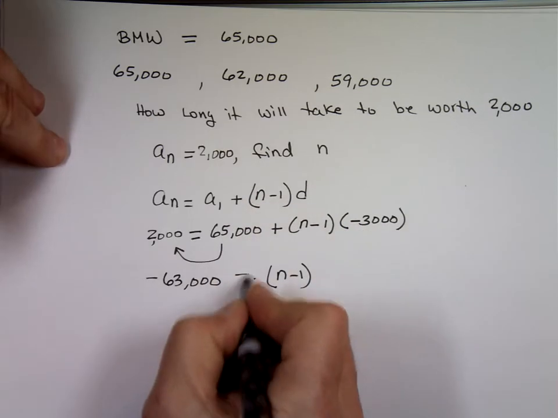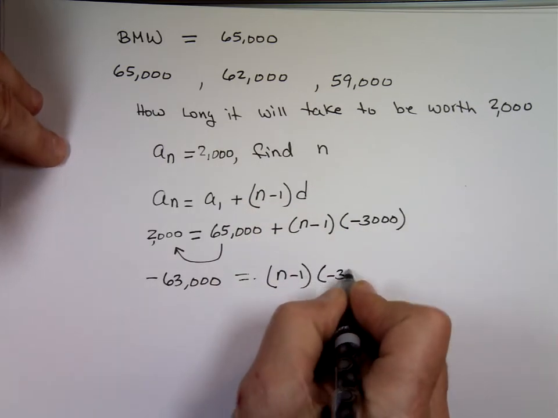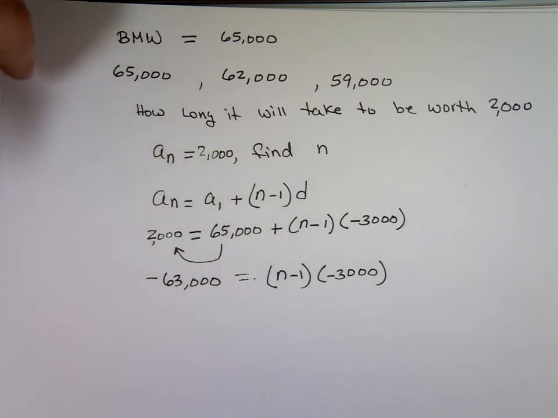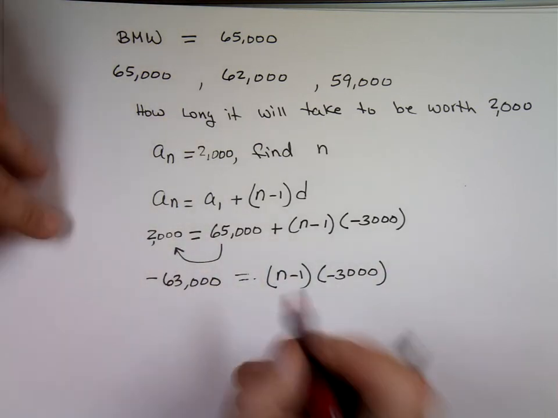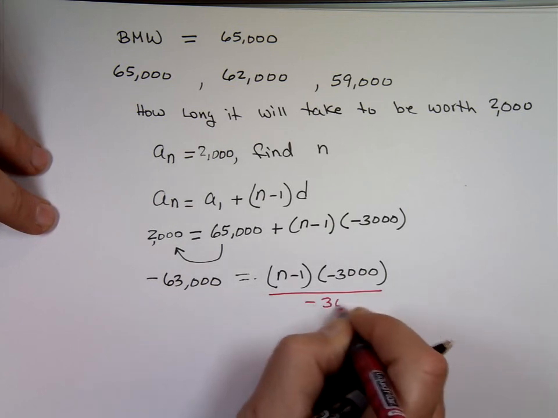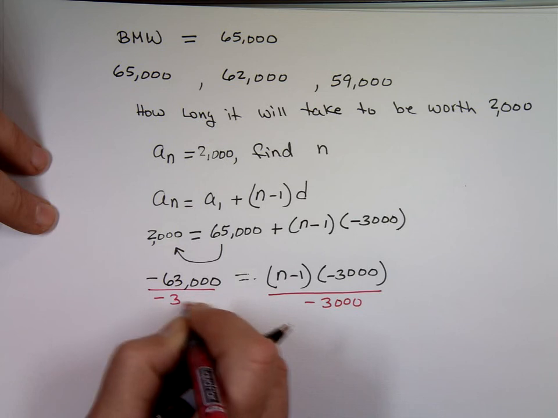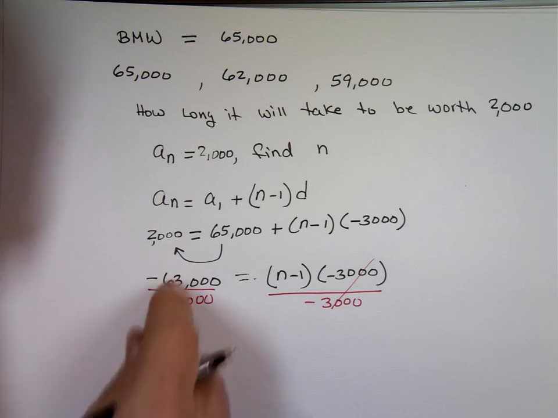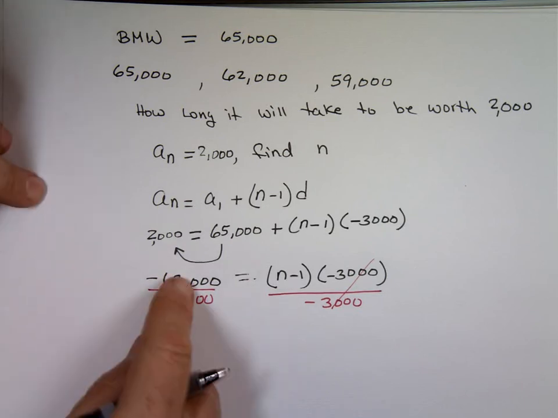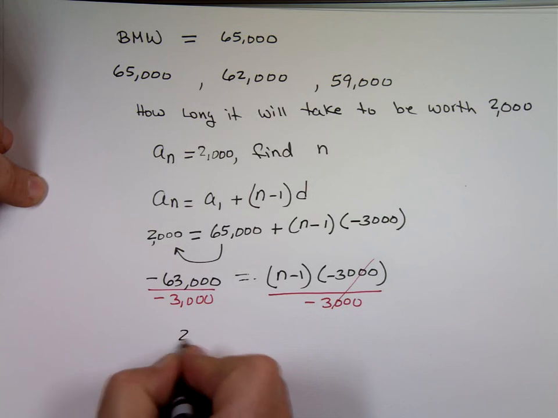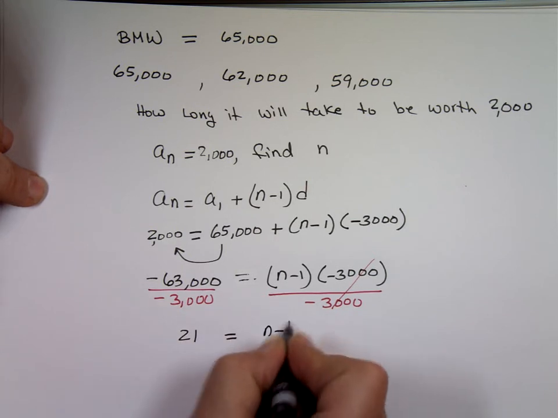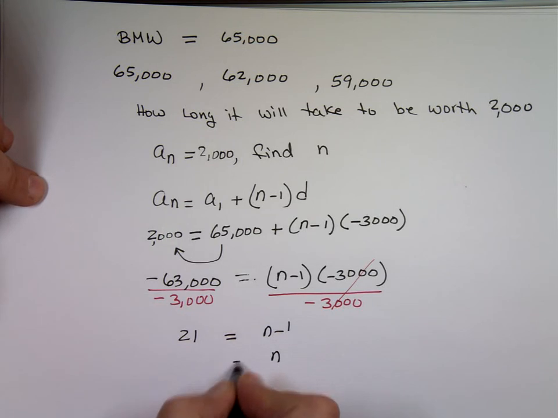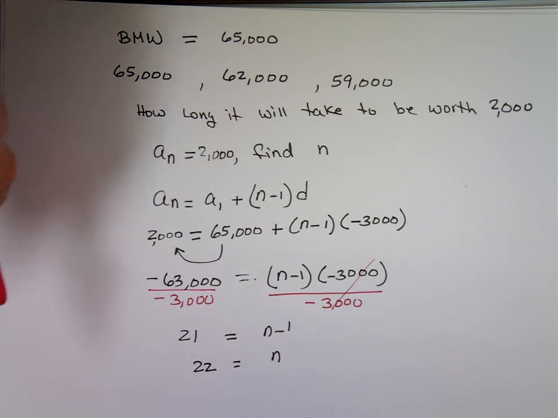I'm not going to distribute. I'll leave it. It'll be easier if I leave it. Why? Because that's a multiplication. What's the opposite of multiplication? Divide by negative 3,000. By the way, it wasn't by accident I made it worth $2,000, because I want that number to be a perfect number there. So what's 63 divided by 3? 21. Equals N minus 1. You bring the 1 over, N equals 22. So based on this, if it only loses 3,000 per year, it will take 22 years if you can find the car. 22 years later, it'll be worth only $2,000.